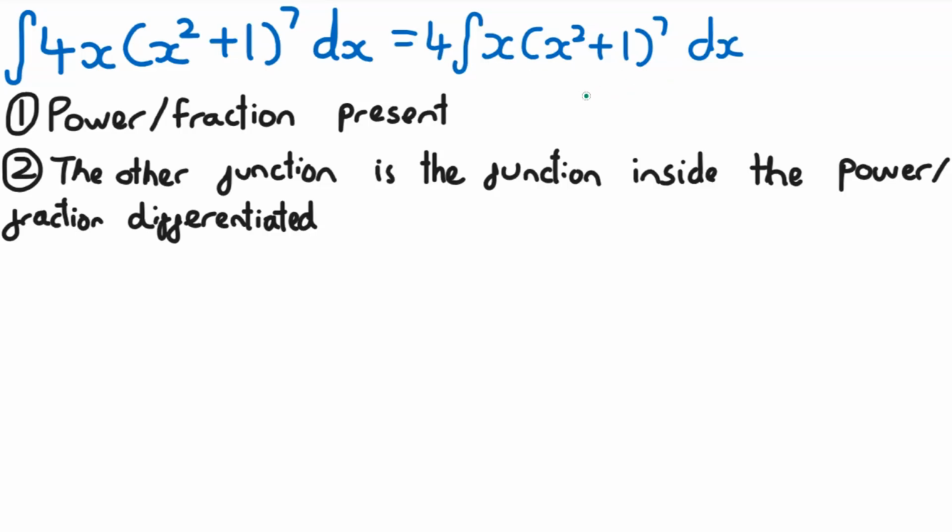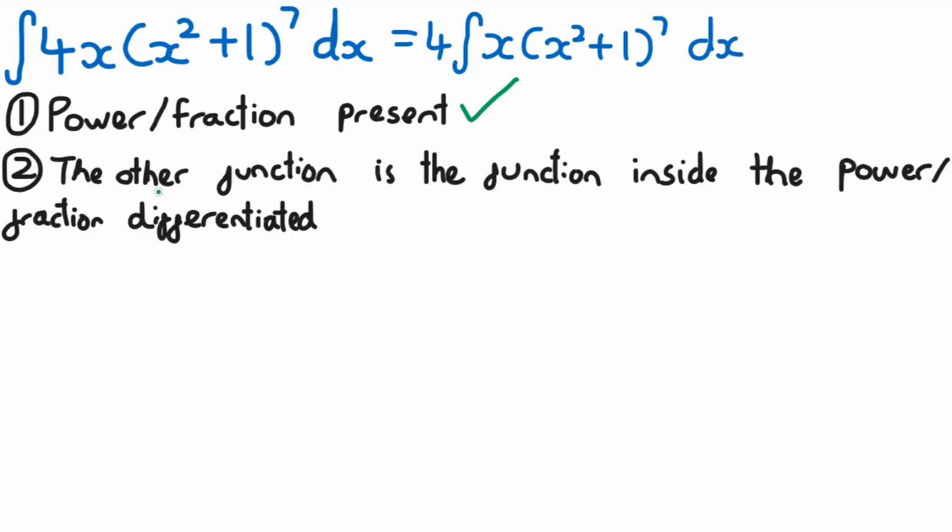So let's consider the two clues to see if we can use the reverse chain rule. So the first clue is if there's a power or a fraction present, and we can see that we have this power of 7 present. I know we have this power of 2 present here as well, but that's not really what this clue means. The clue kind of means as if we have a power of a trigonometric function, or we have like a power of a bracket. It doesn't mean something as simple as like x squared, for example. We need something like this power of 7 here of a bracket. But as we have this power of 7, therefore this clue is satisfied.